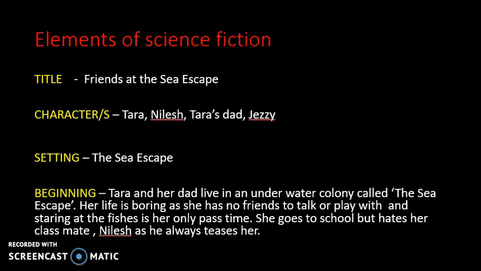Now we know that the setting is in the Sea Escape. Most of the action happens in the Sea Escape, so that becomes your setting.